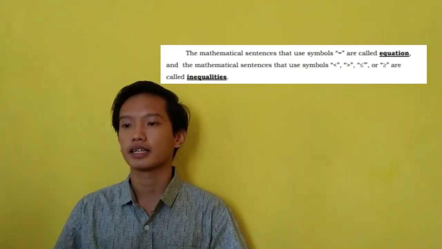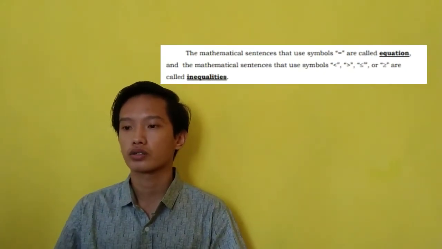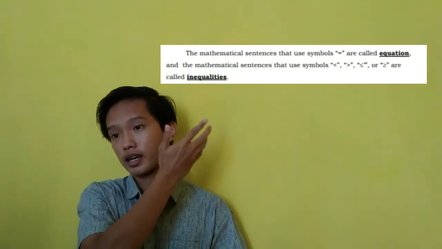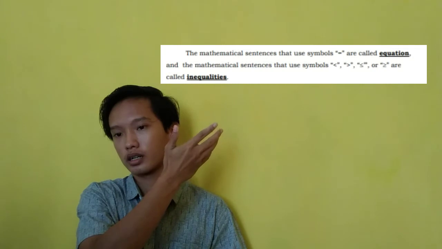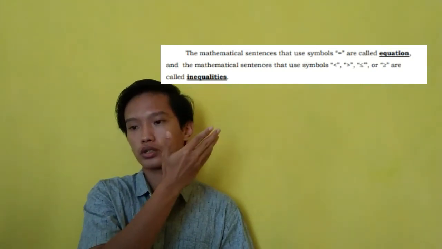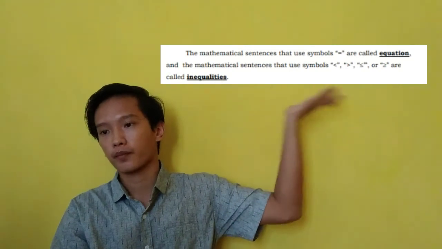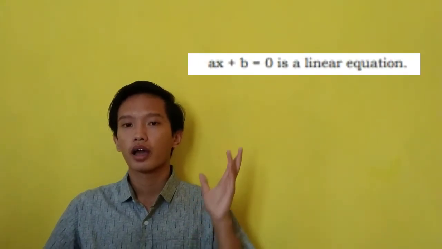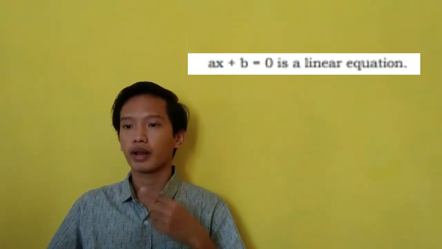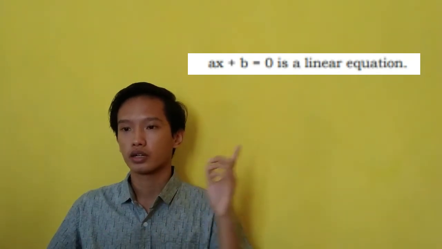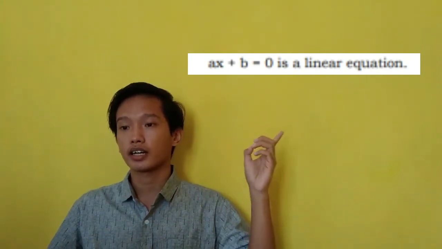The mathematical sentence that uses symbols like this, we can say equation. And the mathematical sentence that uses symbols like this are called inequalities. For example, ax plus b is equal to 0. This is a linear equation.